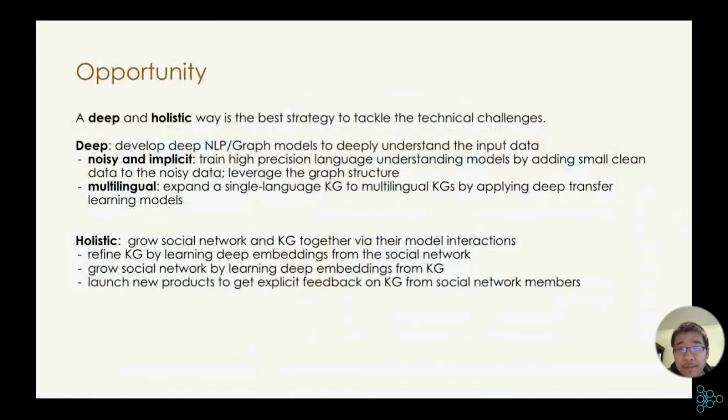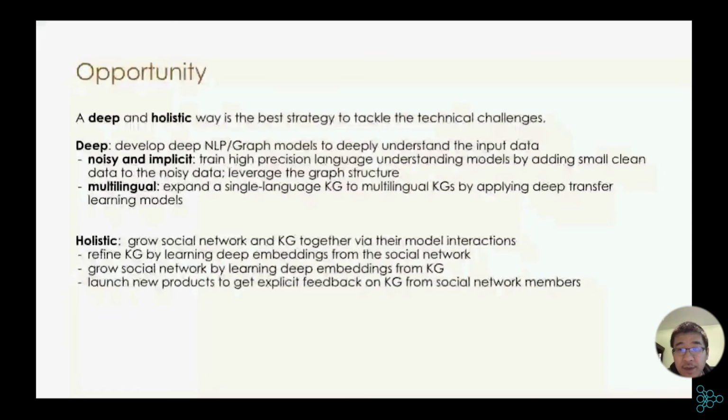But the challenge also gives us a lot of opportunities. We believe the best strategy to tackle this technical challenge is developing deep and holistic methods. Because the input data is noisy and implicit, we need to develop very deep NLP and graph learning models to deeply understand the input data.